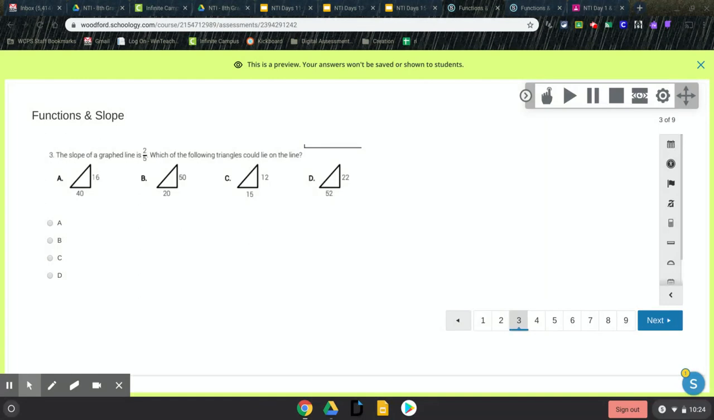Number three. The slope of a graph line is 2 over 5. Which of the following triangles could lie on the line? So, remember, if it could lie on the line, it means it's a similar triangle and has the same ratio. Here's your x. Here's your y. You're going to set up your ratios and see which one of them equals 2/5. So you'll check all of them to see which one equals 2/5.